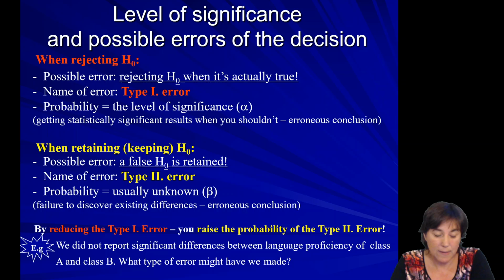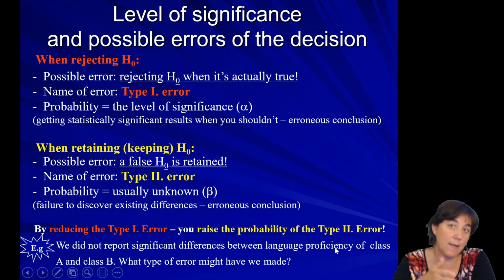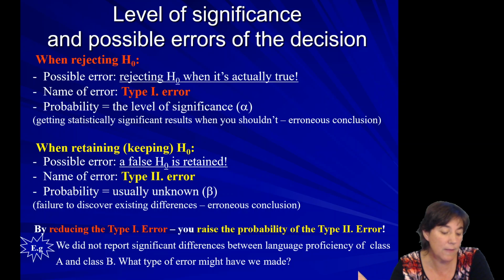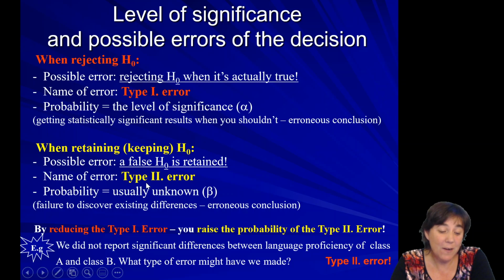So just to see an example, if we didn't report significant differences between language proficiency of, let's say, class A and B, what do you think? What type of error might we have made? So we didn't report any significant differences here. It's of course type 2 error, and it should be yellow, because we kept the null hypothesis and there's a probability that in fact class A and B are different, but we couldn't spot it.